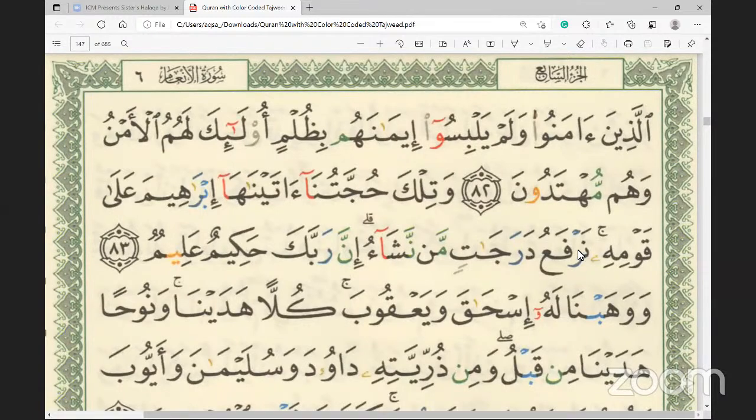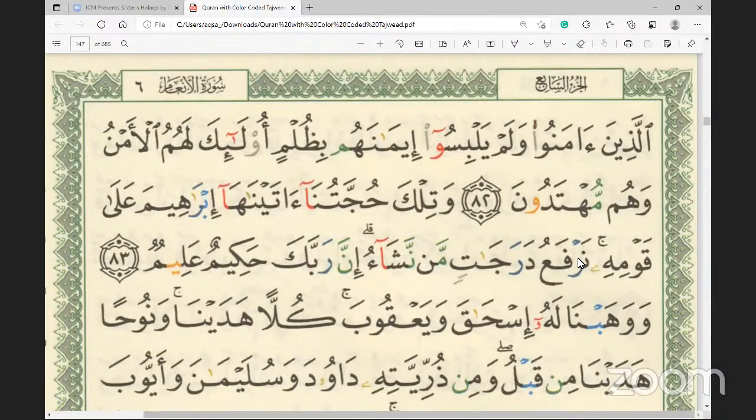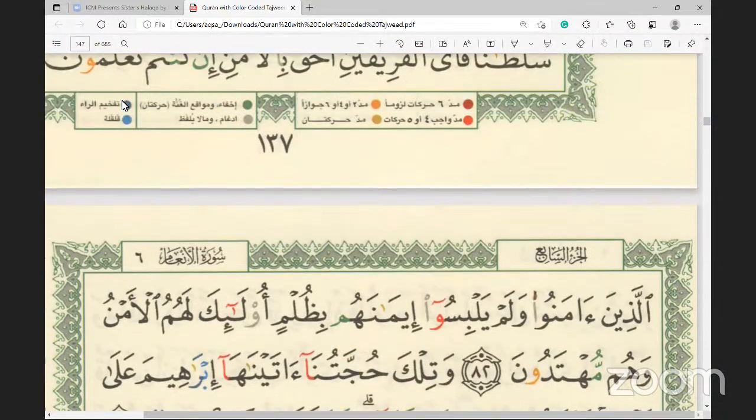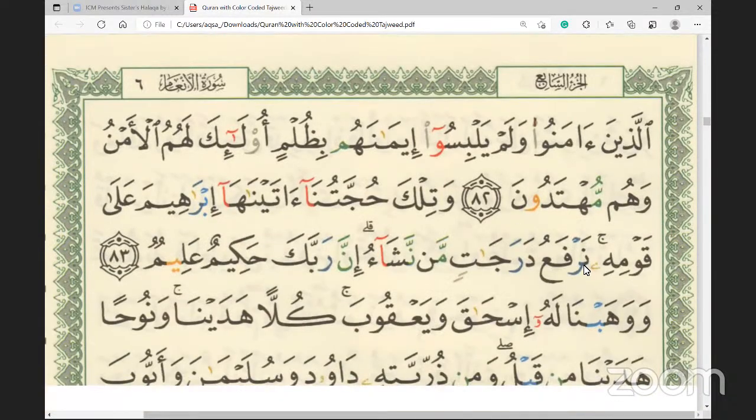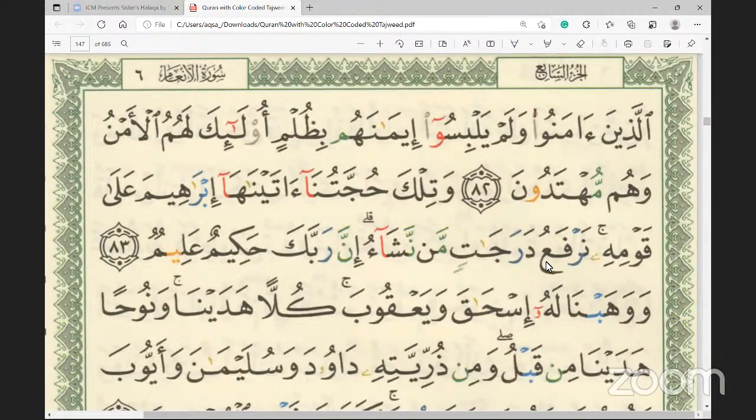Now notice that ra right there. Remember, if it's a ra that's dark blue, you're going to give it the thick sound. نرفع, not da, نرفع درجات من نشاء. إن ربك حكيم عليم. Notice I did عليم. What did I do? I basically extended this little guy.